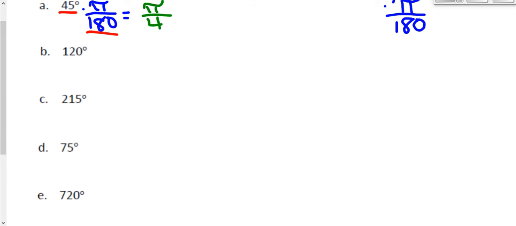Let's do the same thing with 120. We'll multiply it by pi over 180. Now our GCF is going to be the number 60. 60 goes into 120 2 times, so that'll be 2 times pi, and 60 goes into 180 3 times, so 2 pi over 3.